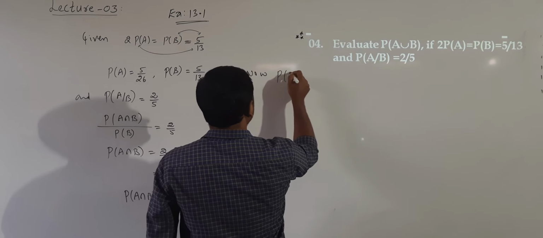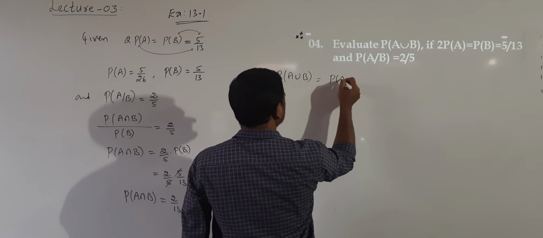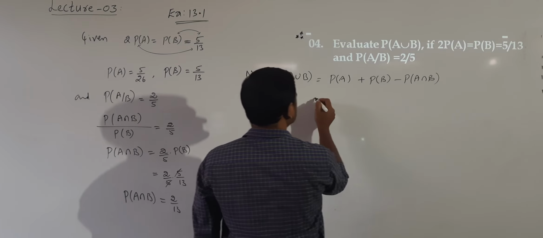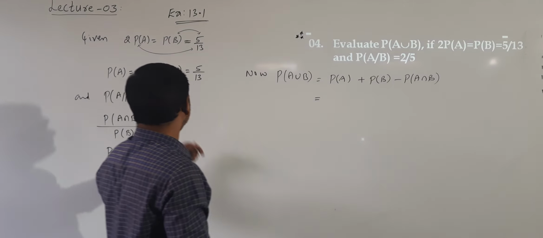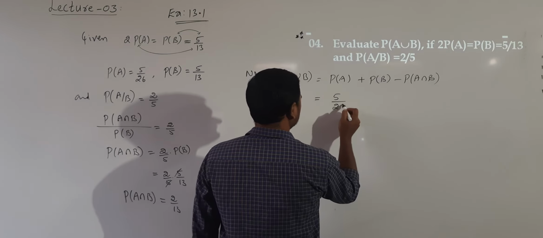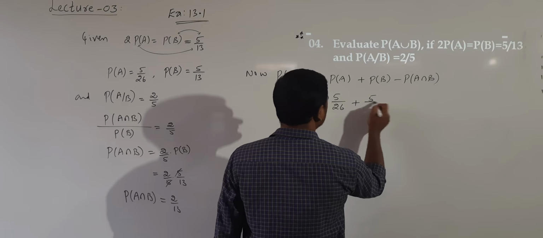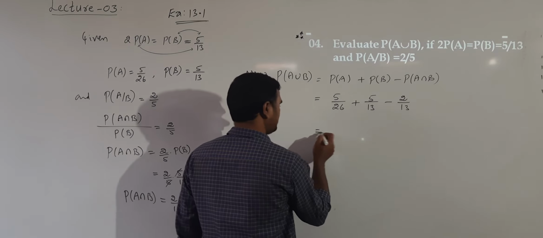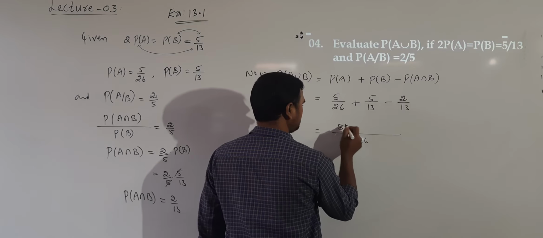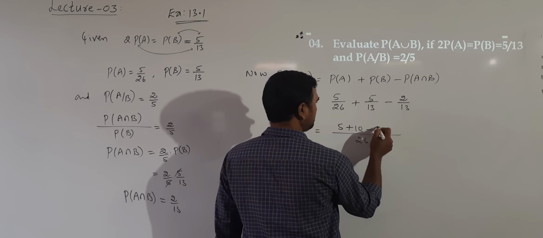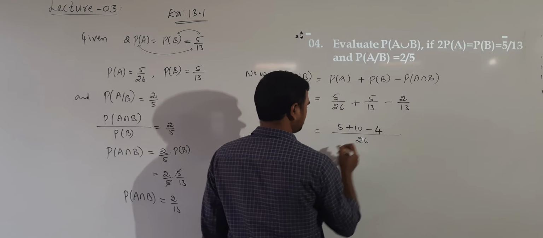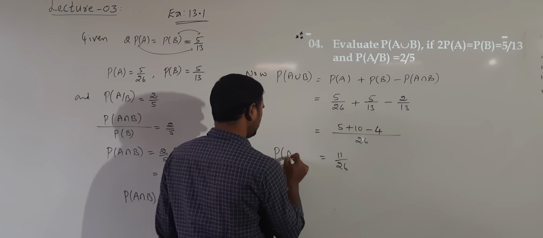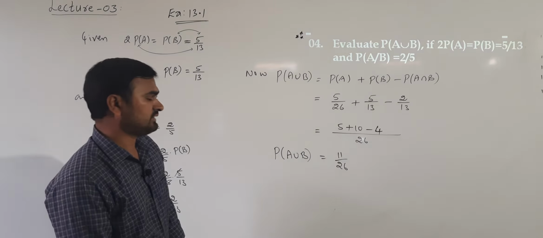Now P of A union B can be written as P of A plus P of B minus P of A intersection B. P of A is known, 5 by 26, plus P of B is 5 by 13, minus intersection is 2 by 13. Simplified, LCM is 26, 5 plus 10 minus 4. 15 minus 4 is 11 by 26. Okay, so the required P of A union B is 11 by 26.